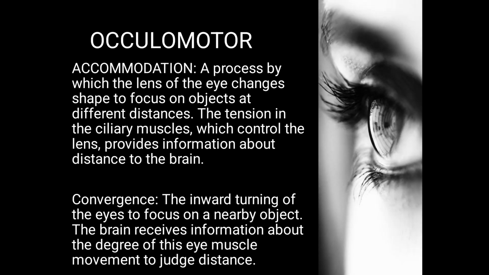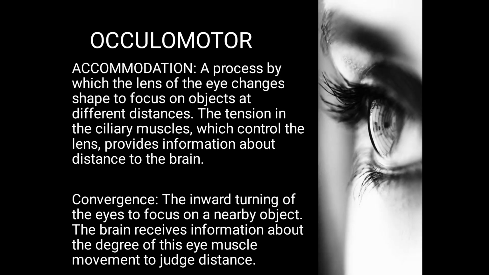First one is oculomotor. Here there is accommodation. Accommodation is a process by which the lens of an eye changes its shape to focus on objects at different distances. For example, when we are supposed to look at near objects, our eyes need to accommodate. The tension in the ciliary muscles, which control the lens, provides the information about the distance to the brain.